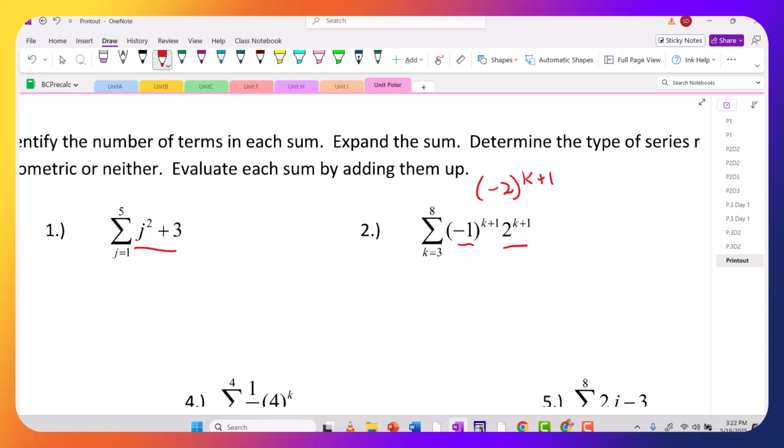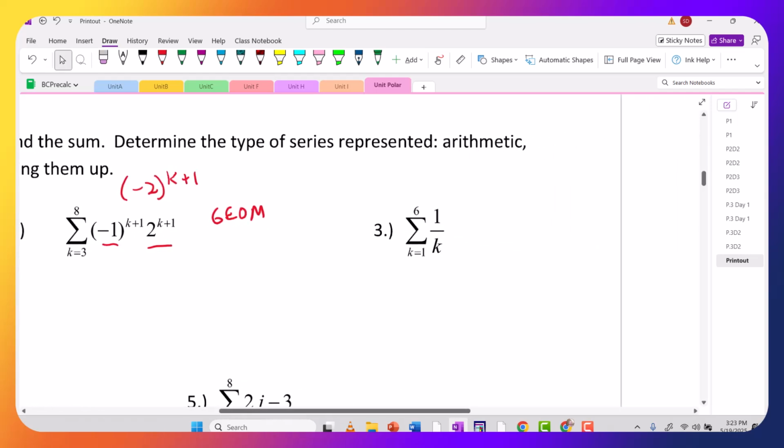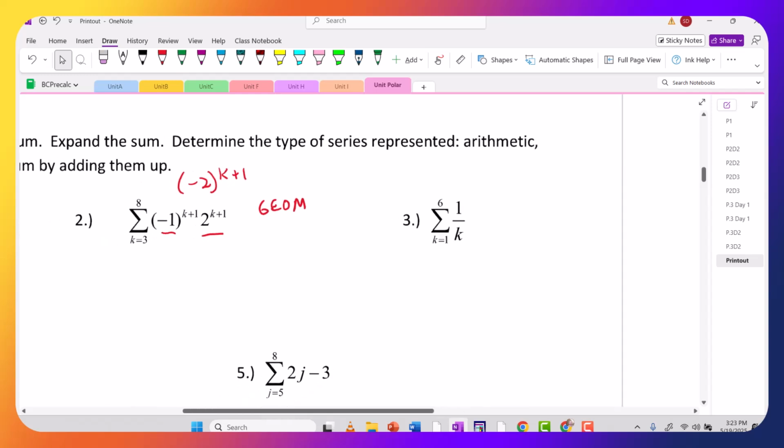I plug in 3. 3 plus 1 is 4. -1 to the fourth is 1. And then 3 plus 1 is 4. 2 to the fourth is 16. I plug in a 3 here. 3 plus 1 is 4. -2 to the fourth is positive 16. So what I'm trying to get you to understand, this is geometric, even though we got this separated into 2 separate things here. This is equivalent to doing that. Little tricky there.